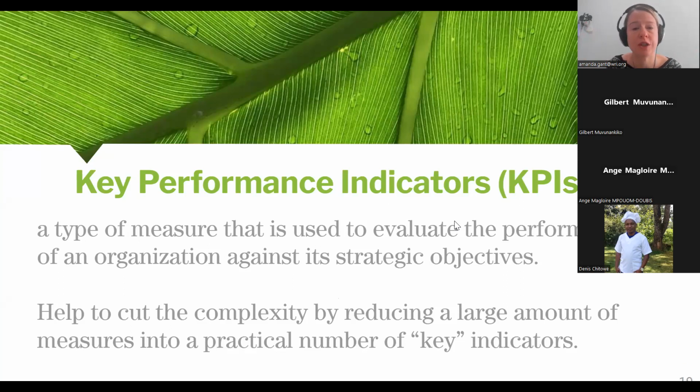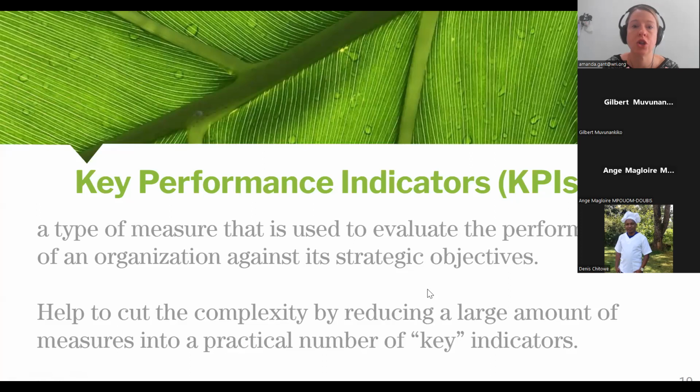Again, some of the strategic objectives you have might be to restore landscapes, to improve biodiversity, to improve income and crop diversity for the farmers in your network. So you can help cut the complexity by only selecting a few indicators. There are thousands of things you can measure. Which ones are the most important to you and able for you to do?